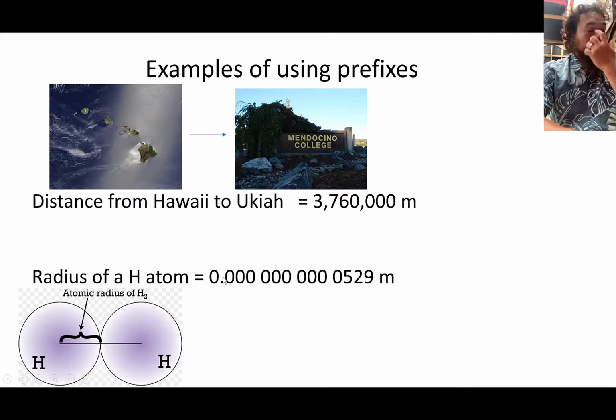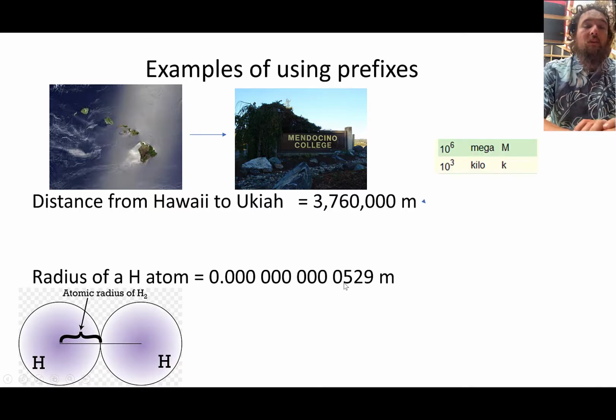One example is thinking about the radius of a hydrogen atom. From the nucleus, which we'll learn about later, to the outside edge of the atom would be the atomic radius of a hydrogen atom. And you can see here it's 0.0000000000529 meters. Who wants to say all those zeros? So let's see how we can use prefixes to make these numbers more manageable.